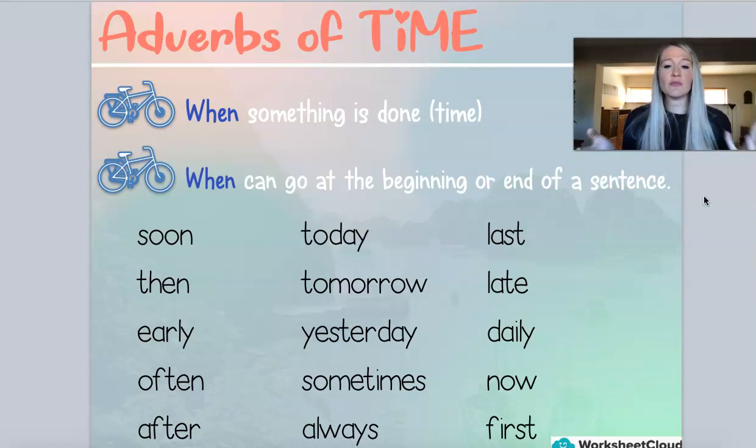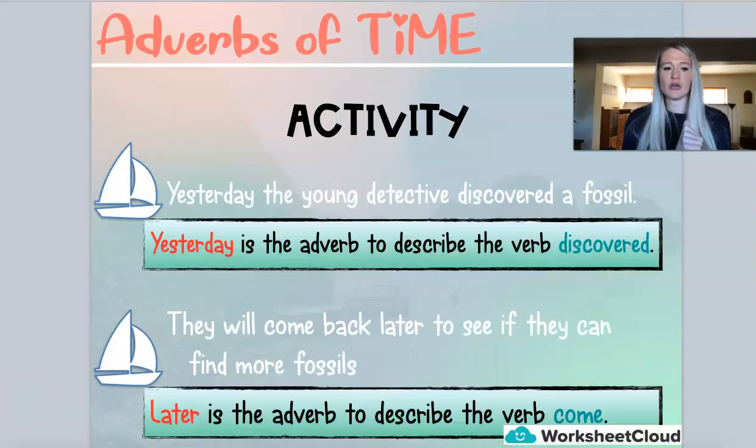So those are just some examples, and you see that all of these words here, they give you a sense of time. Is it happening now? Is it happening tomorrow? Did it happen yesterday? And it's like a when. So you always ask yourself, when did this happen? And once you find that particular word that describes the when, you know it is an adverb of time. Okay, so let's look at some examples.